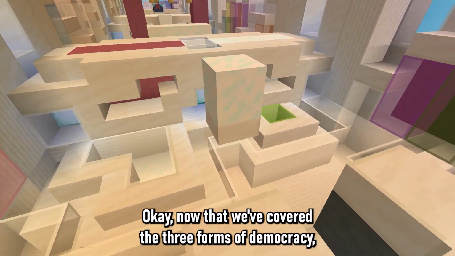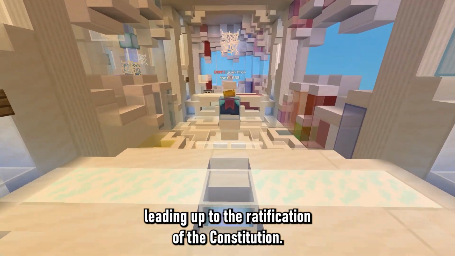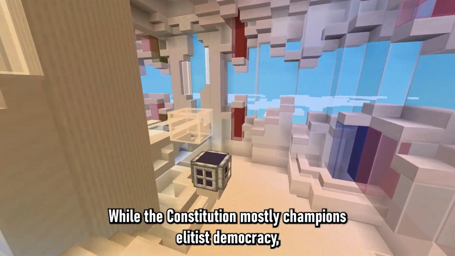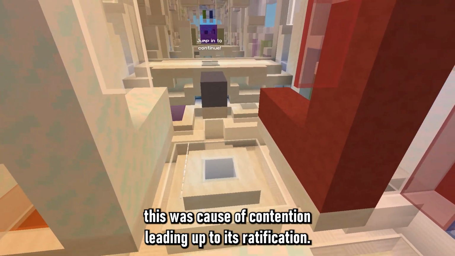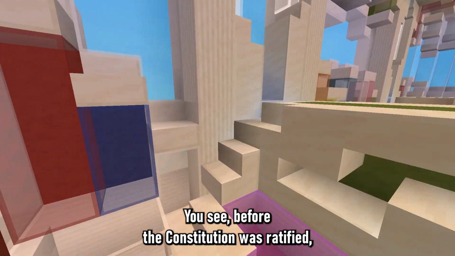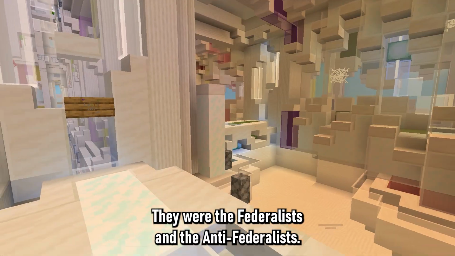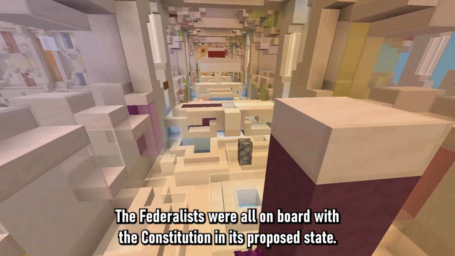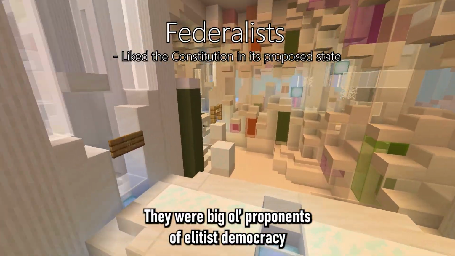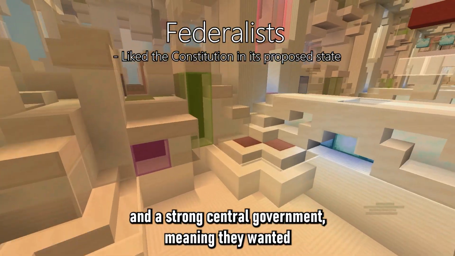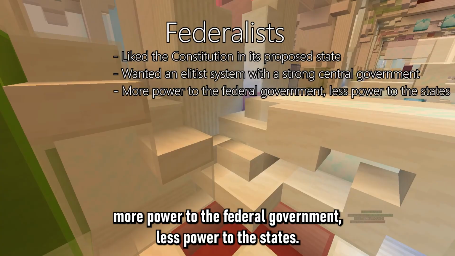Okay, now that we've covered the three forms of democracy, let's talk about how they were fiercely debated leading up to the ratification of the Constitution. While the Constitution mostly champions elitist democracy, this was cause for contention leading up to its ratification. You see, before the Constitution was ratified, there were two main groups who feuded over its content. They were the Federalists and the Anti-Federalists. The Federalists were all on board with the Constitution in its proposed state. They were big proponents of elitist democracy and a strong central government, meaning they wanted more power to the federal government, less power to the states.